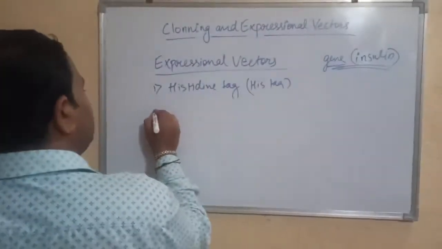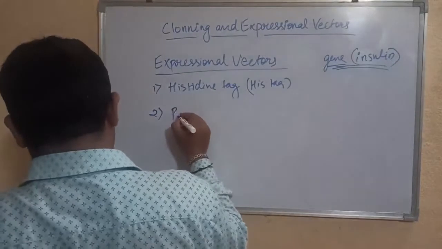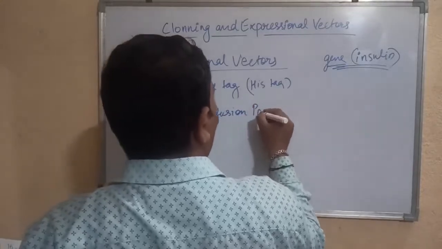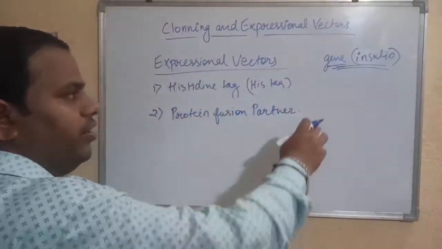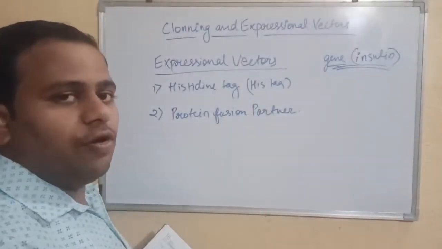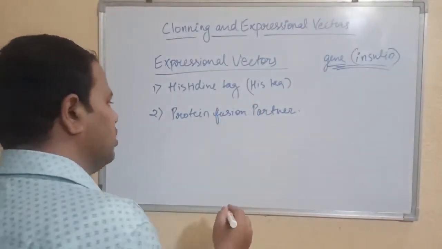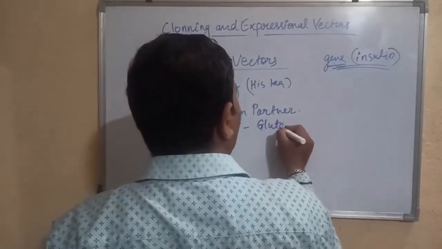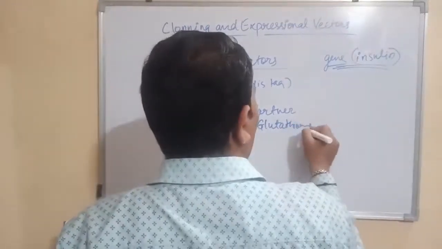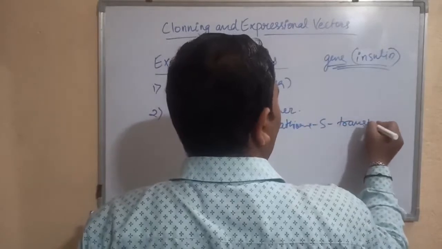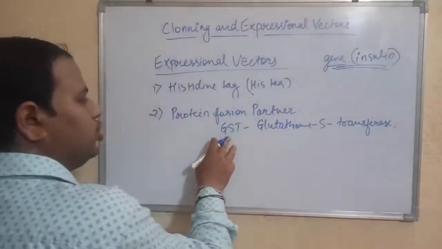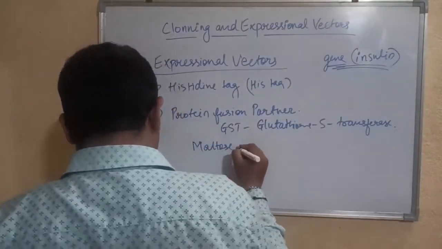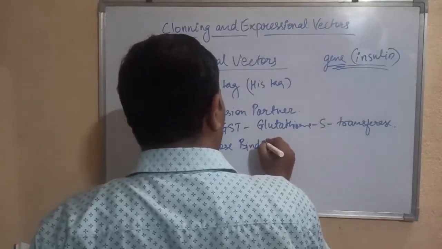Okay, the second way is protein fusion partner. So our gene of interest, that can be anything. Here we are taking the example of insulin, that can be fused with different genes. The generally used gene here is GST, that is glutathione S-transferase. It is fused along with GST, and it is also fused with another protein, that is maltose binding protein.